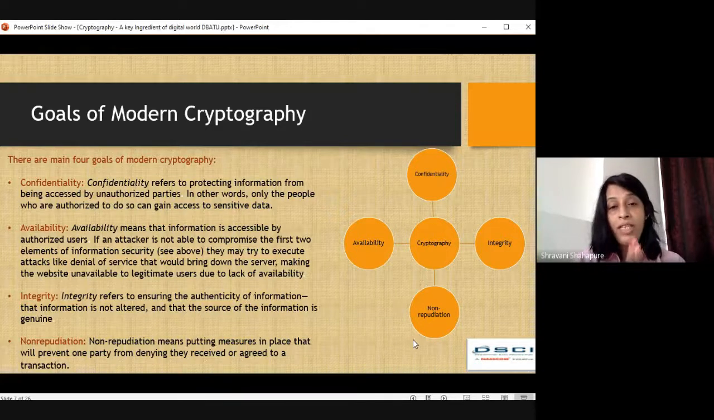We have seen some classical things and some terminologies, but what are the different goals of modern cryptography? There are four goals I have noted here, and knowingly or unknowingly, we are all using them. Confidentiality means we want to protect our information from unauthorized people and unauthorized access on the internet, and we achieve confidentiality by cryptography. Availability means the information should be available to the party I want to send it to.